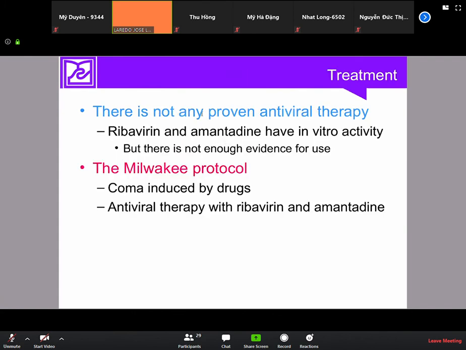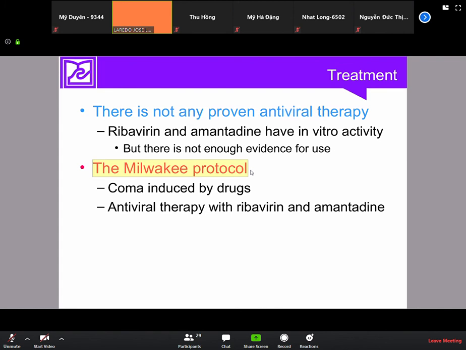Currently, we don't have any proven antiviral therapy against rabies. So most patients will die, 100%. However, when we read the books of microbiology and the books of internal medicine, we find something called the Milwaukee Protocol. And what is this?